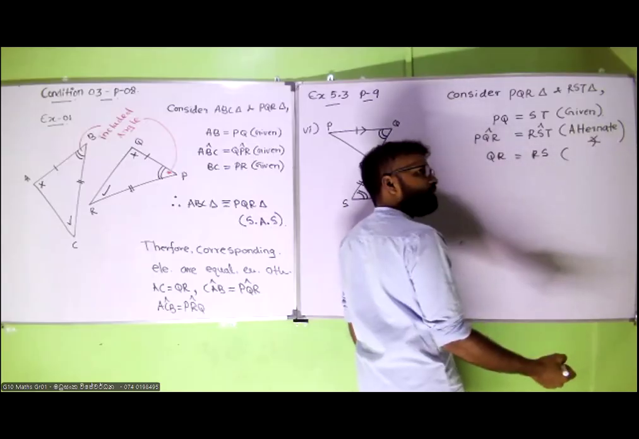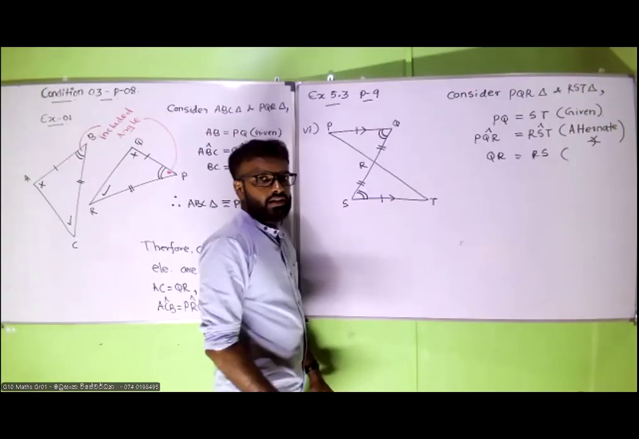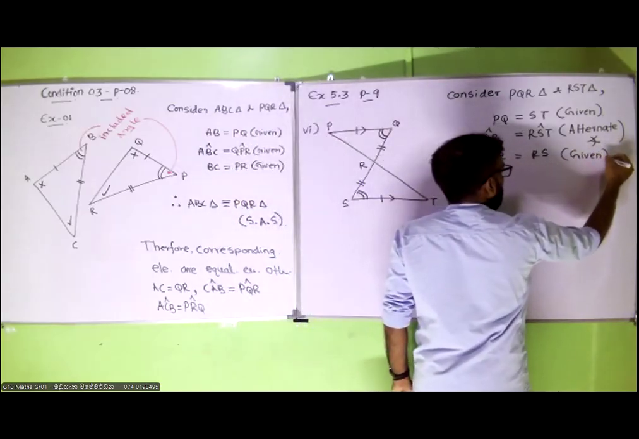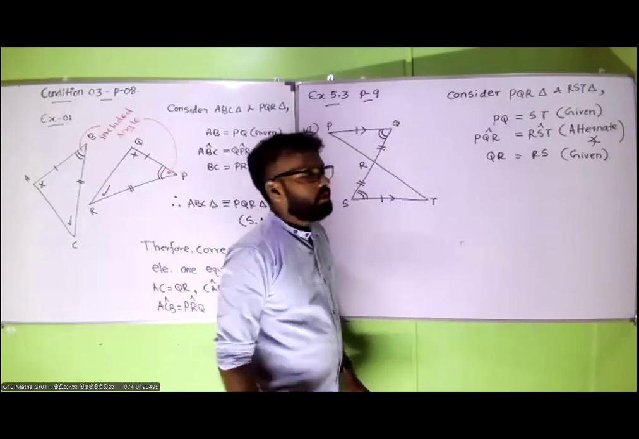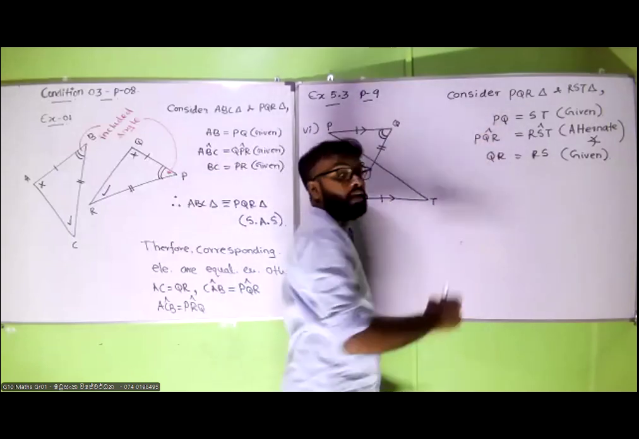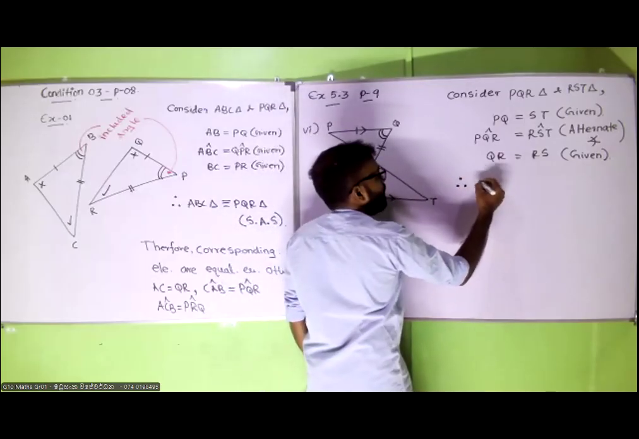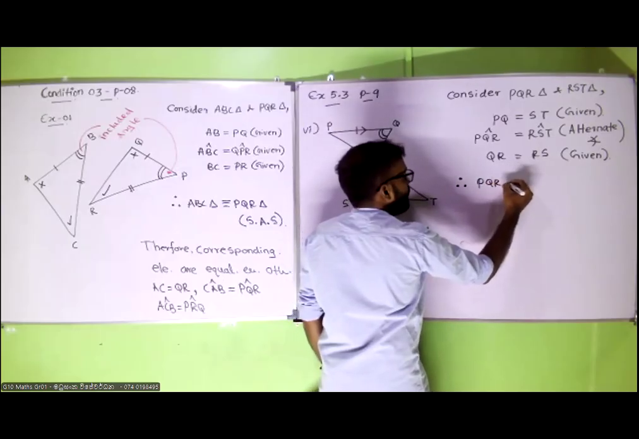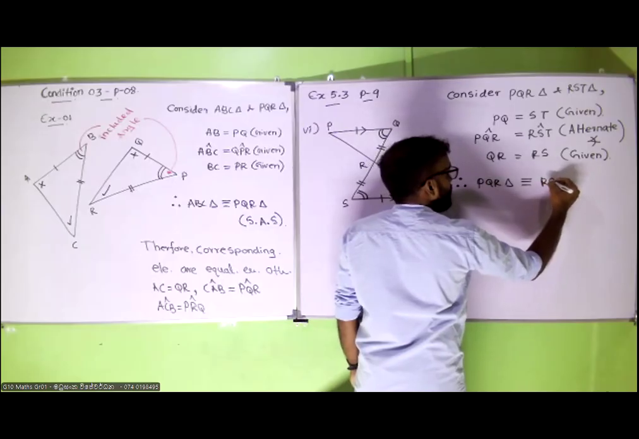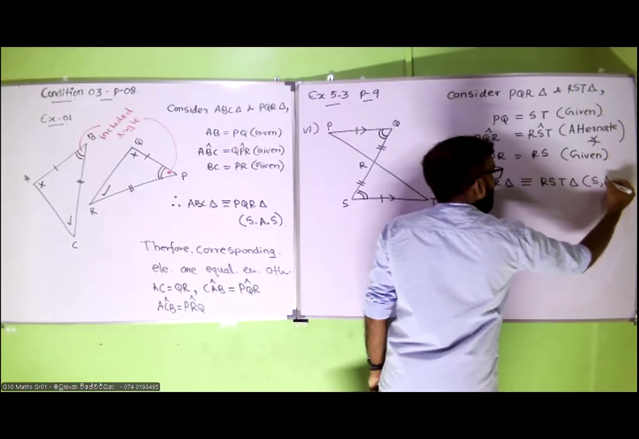What is the reason? Did we find that? Yes, we found that, but it is already given. Given. Right. So SAS, included angle SAS. Therefore we can write triangle PQR is congruent to triangle RST under which condition? Side angle side.